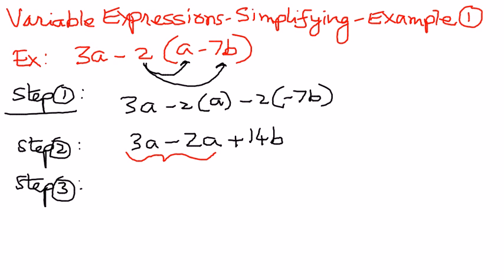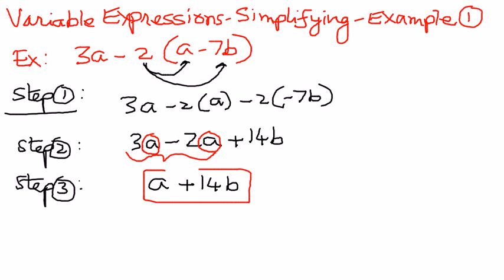Why are they similar terms? The variable terms are the same, and therefore we can combine them. We can combine them as if we are combining whole numbers. 3 minus 2 is 1. Since we have the variable term there, we can write it as 1a or just a, like that. And then we have 14b by itself. Since a is a different variable and b is a different variable, we're going to leave this answer in this manner here. And that is how we can use the distributive property, collect similar looking terms, and arrive at the answer. Let's look at another example.